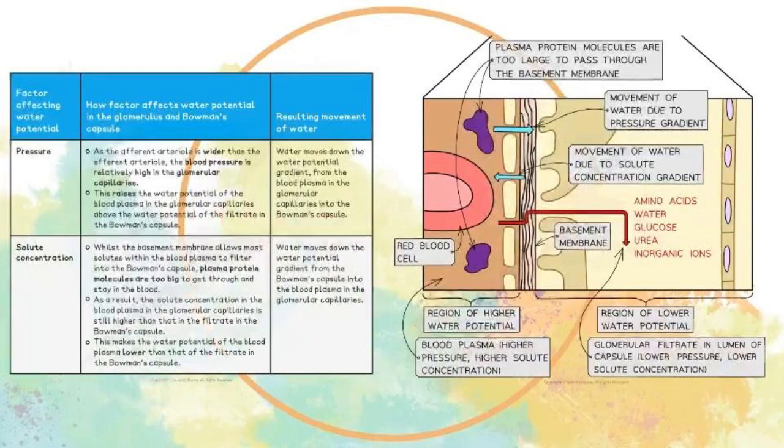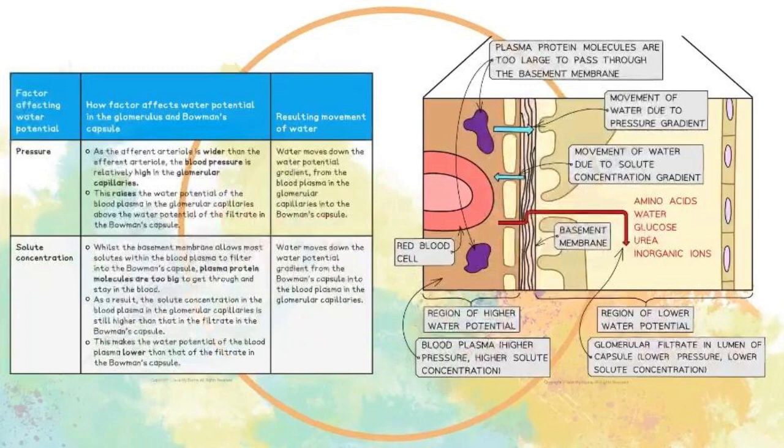And we can see that in this diagram here. Looking on the left-hand side, this is where the glomerulus is. And then you can see in purple plasma proteins, which are too large to pass through the basement membrane, which you can see as this layer with the squiggly lines in. And then what happens is that you get water movement and solute movement from that capillary across the basement membrane into the region of lower water potential, which is the Bowman's capsule on the right.